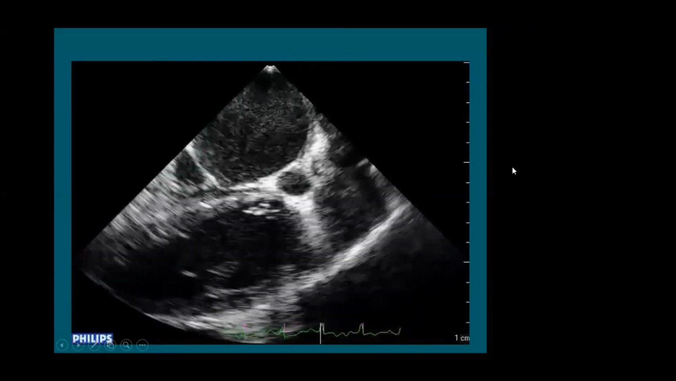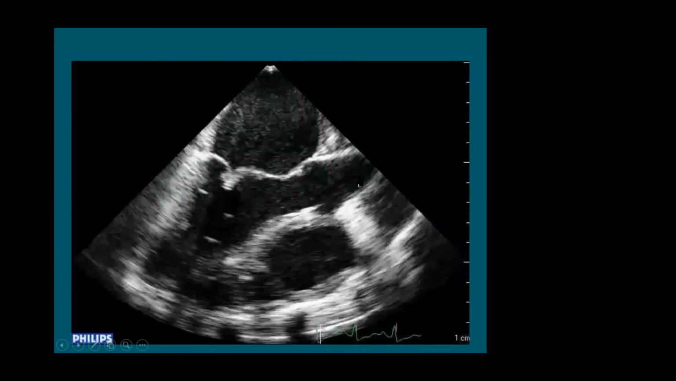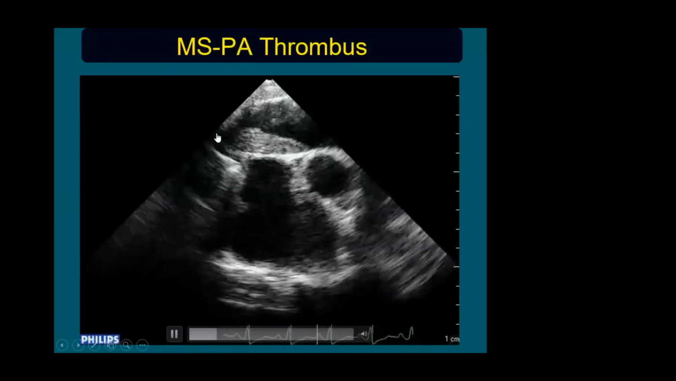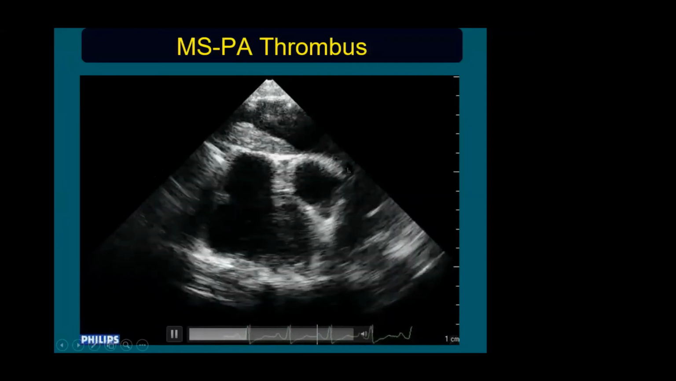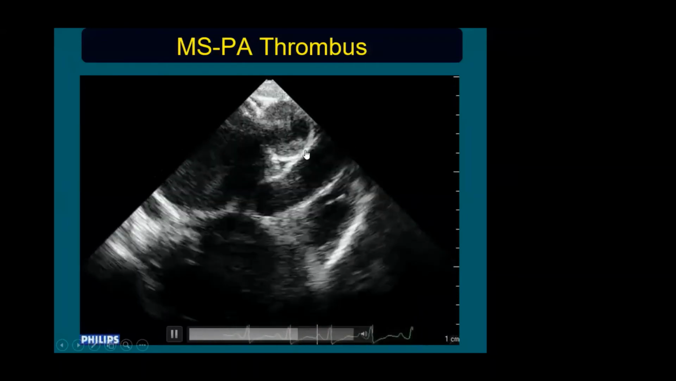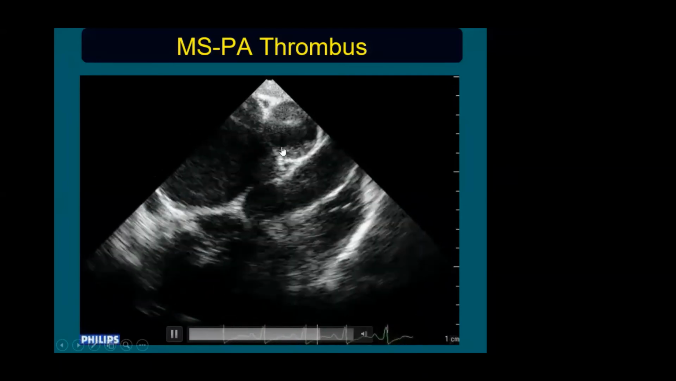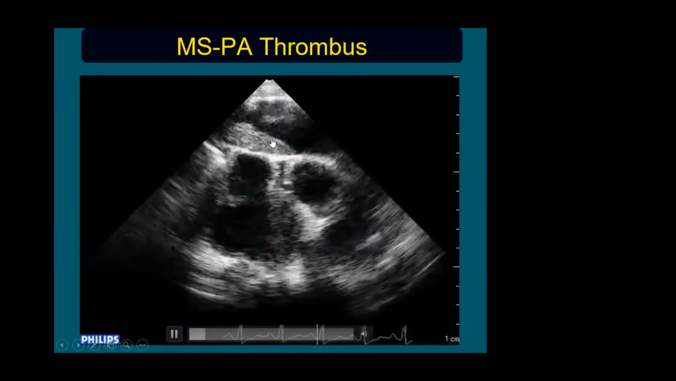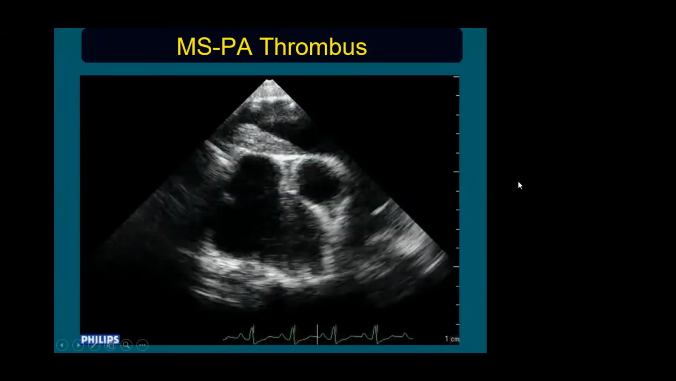But in the same patient, if you do the transesophageal echocardiogram, you can see a mass inside the pulmonary artery. So this is the main pulmonary artery, right pulmonary artery. There you can identify the masses inside the pulmonary artery. This is the pulmonary artery cut across the short axis. You can see thrombus inside the right pulmonary artery in a patient with rheumatic mitral valve disease.